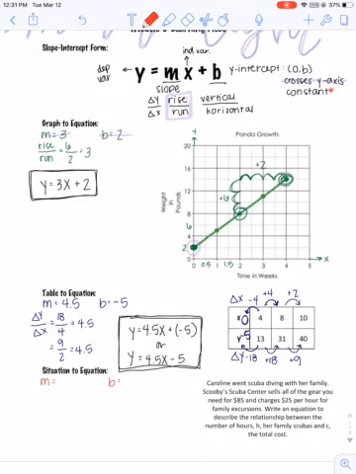Caroline went scuba diving with her family. Scooby's Scuba Center sells all of the gear you need for $85 and charges $25 per hour for family excursions. Write an equation to describe the relationship between the number of hours H her family scubas and the total cost C. Well, I saw right here, all of the gear you need, it only costs $85. And then there is a charge of $25 per hour.